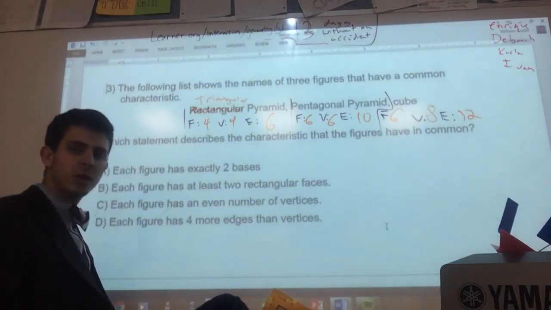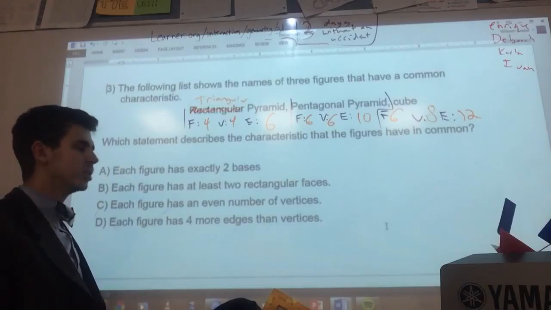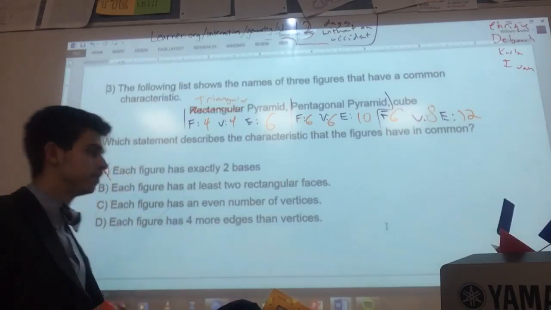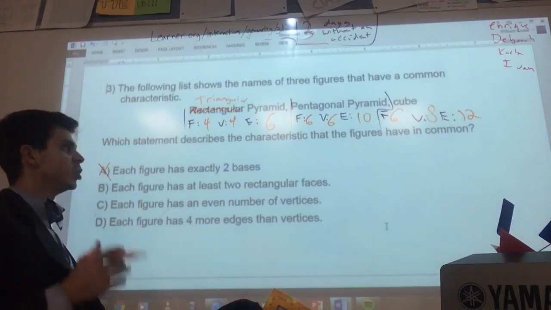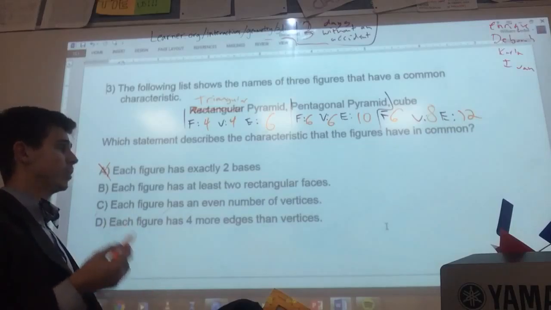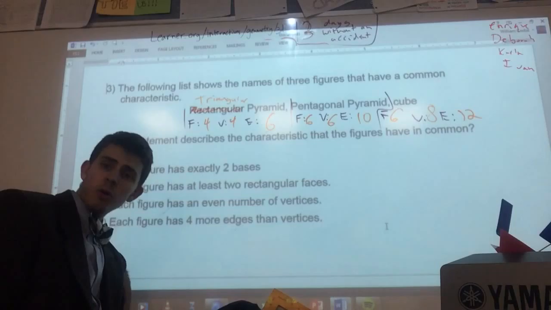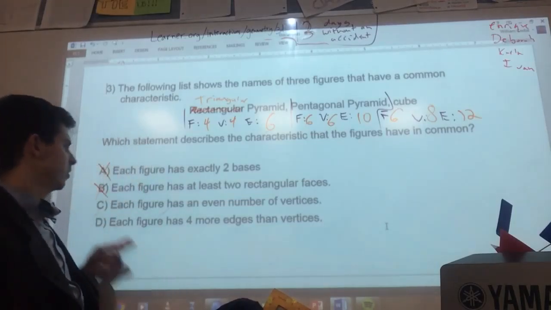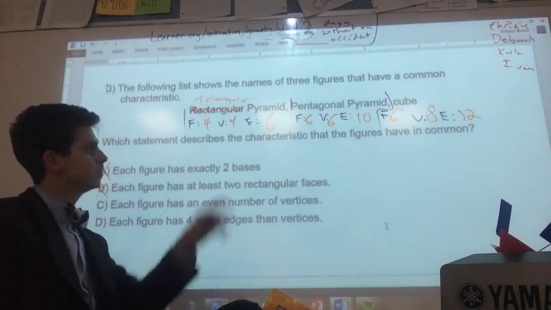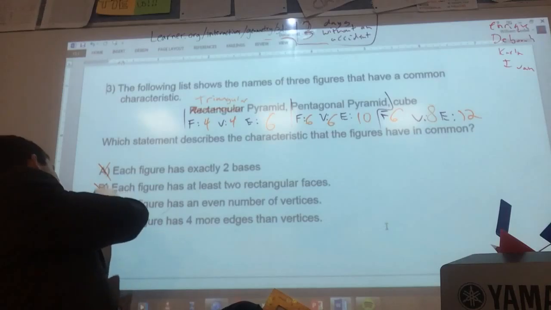So let's go through the answer choices now, knowing what we know. Each figure has exactly 2 bases. Can't be true. Pyramids don't have 2 bases. They only have 1. Each figure has at least 2 rectangular faces. Well, the cube does, but neither the triangular pyramid nor the pentagonal pyramid has a rectangular face. Each figure has an even number of vertices. Well, yes, they do. 4, 6, and 8. It does look like it's true.